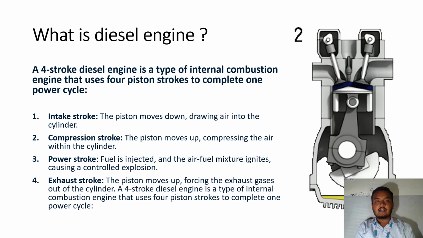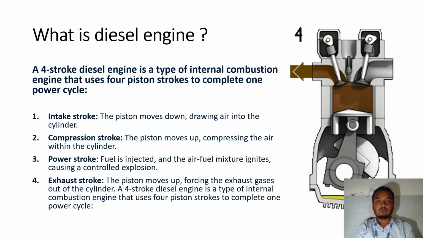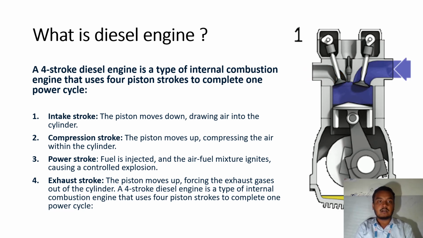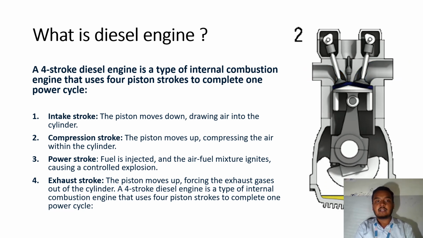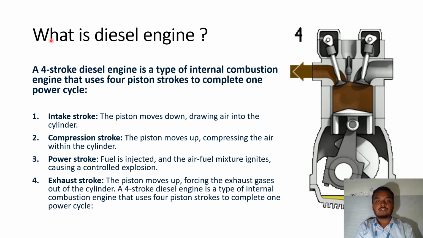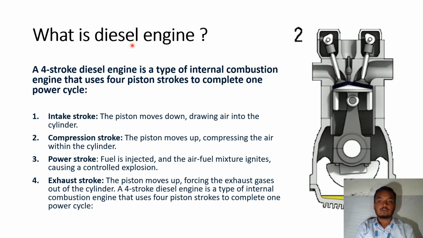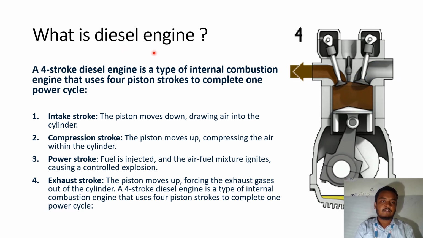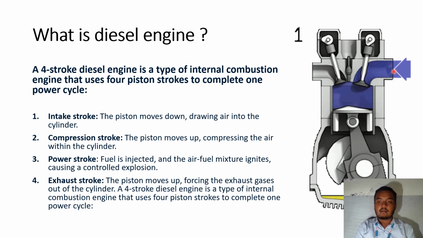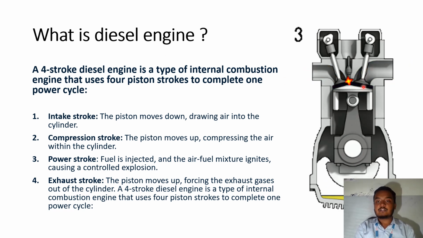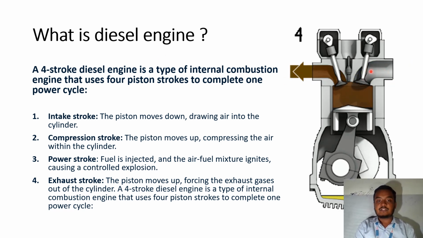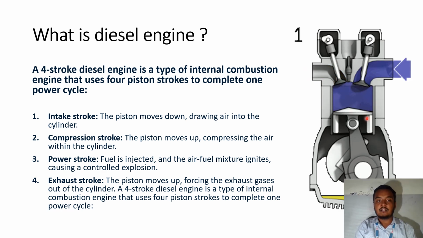So before understanding about the cycles, we should know what actually a diesel engine is. A diesel engine is a type of internal combustion engine that uses 4 piston stroke cycles to complete one power cycle. So what are the stroke cycles? The first one is intake stroke. The intake stroke is a cycle in which the piston moves downward, drawing air into the cylinder.